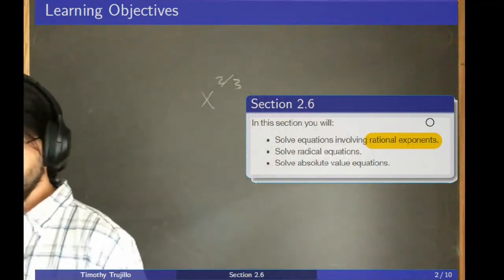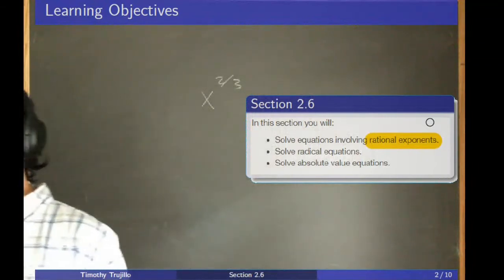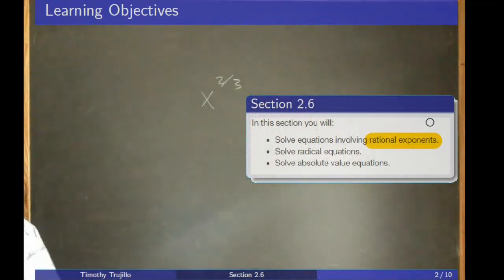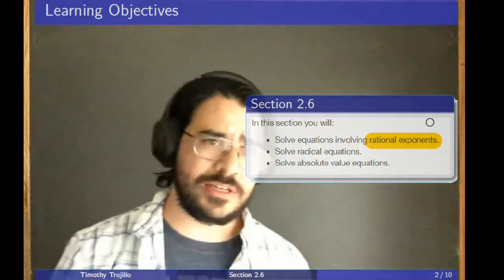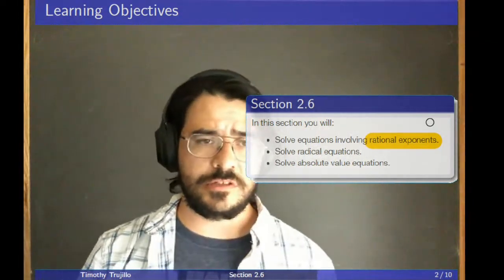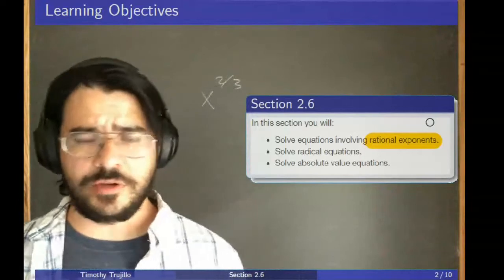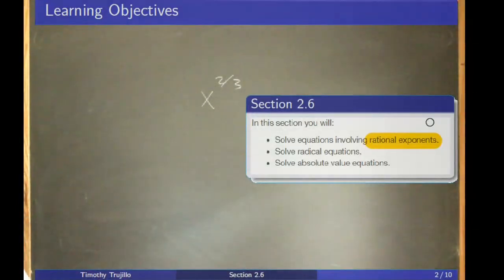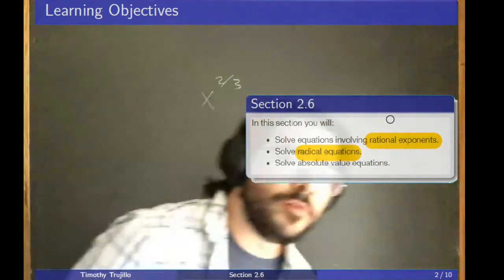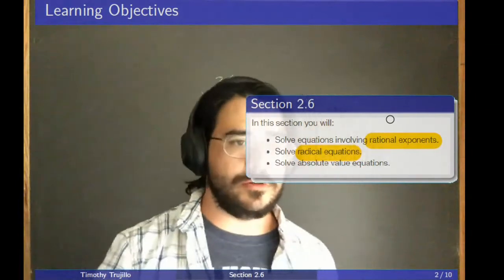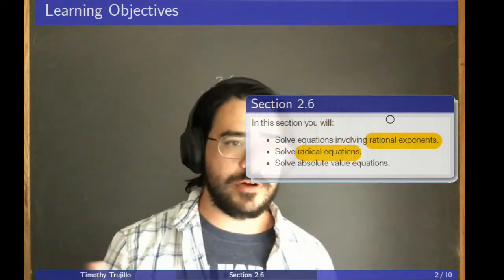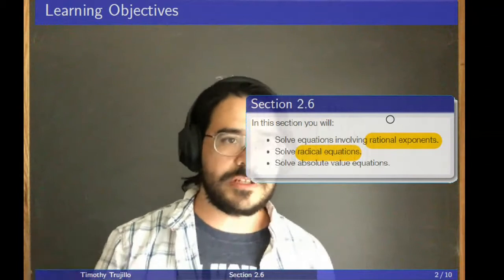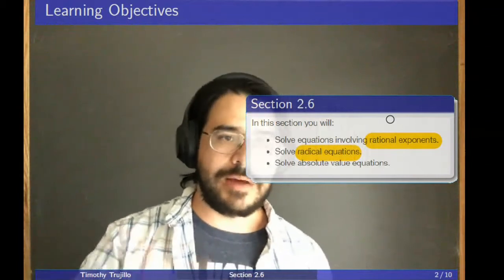But we'll talk about it a little more systematically, and I'll give you some examples of the kind of thing that shows up in the homework. These are probably the easiest examples in the homework. You should be able to dispense with these pretty quickly in homework section 2.6. And then we also have here as an objective solve radical equations. But if you remember from our review, rational exponents and radicals are two sides of the same coin. So they're just two different ways of expressing the same facts. And I'll remind you of that.